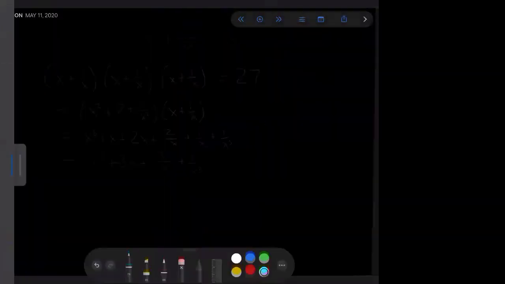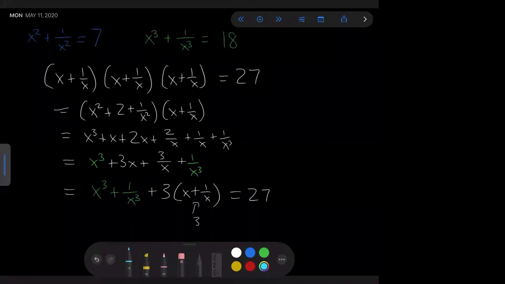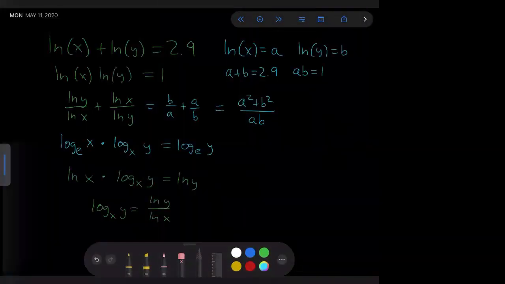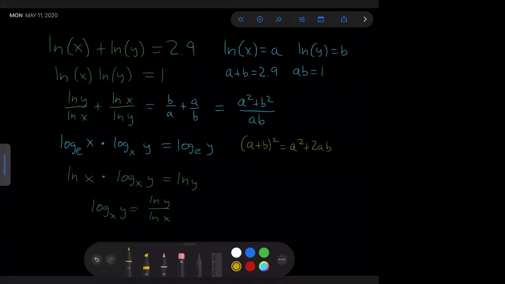Now you guys remember when we did this problem, let's pull it up. When we had x plus 1 over x is equal to 3, we found x squared plus 1 over x squared through squaring our initial x plus 1 over x. Let's do that here. What's a plus b squared? Well, a plus b squared is equal to a squared plus 2ab plus b squared.